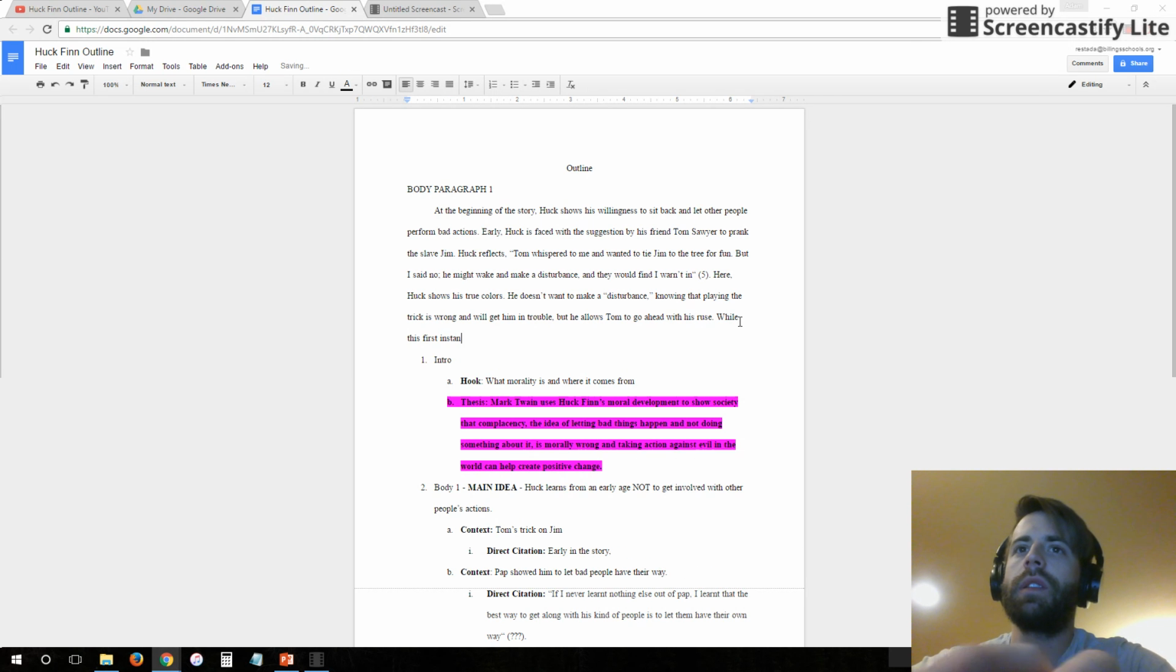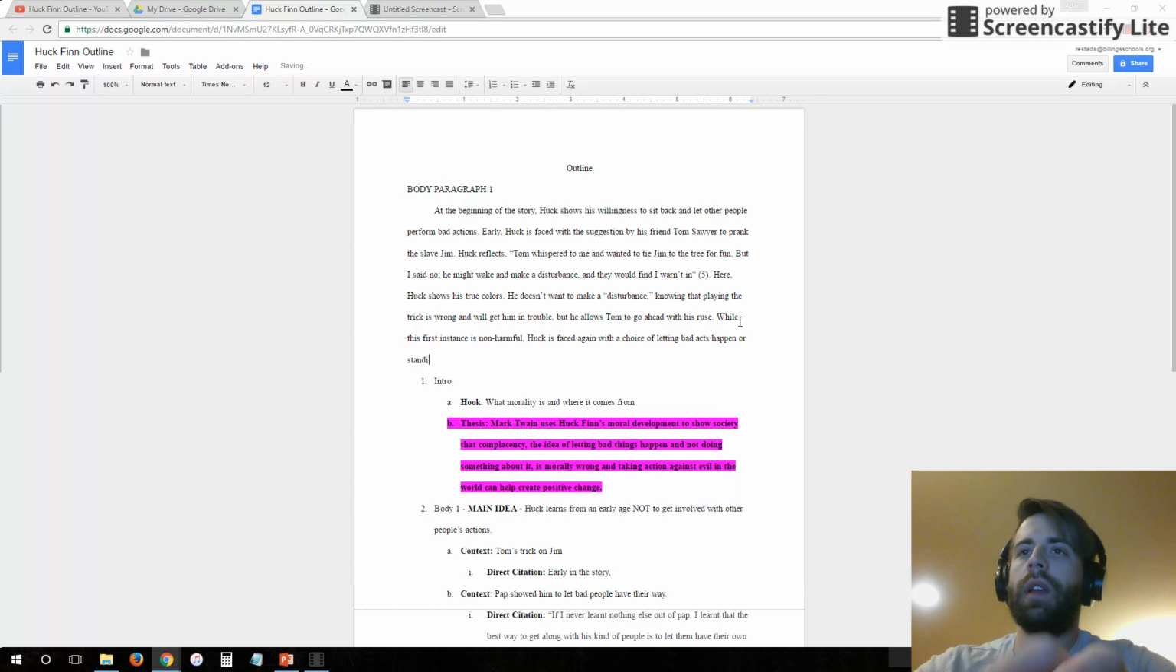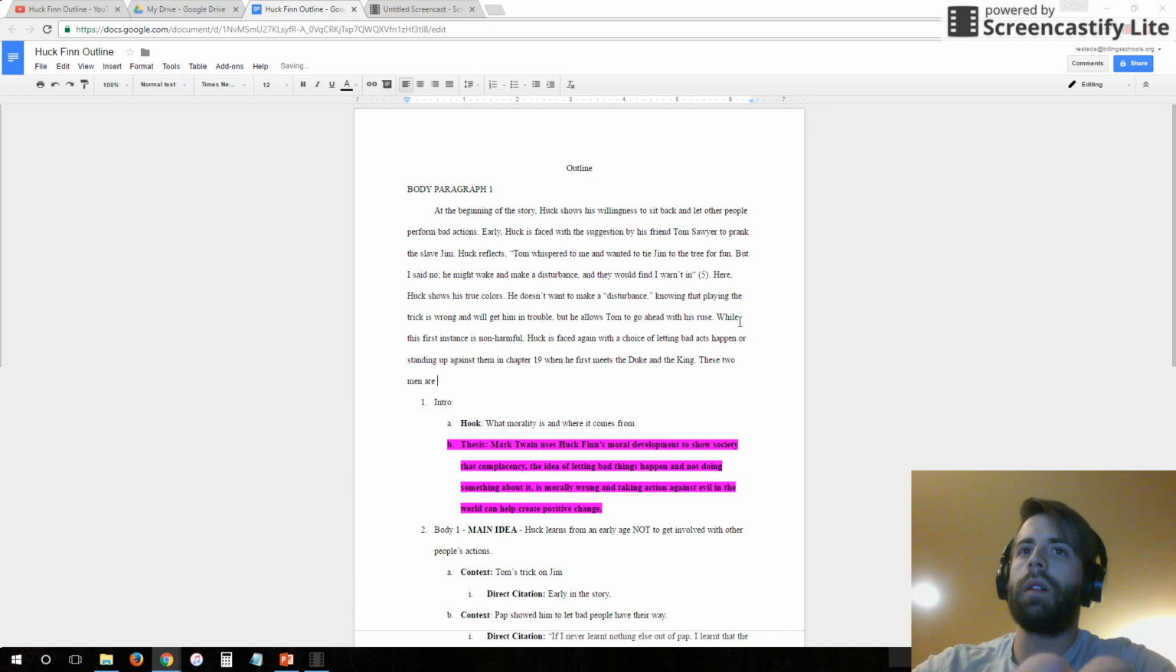So while this first instance is non-harmful, Huck is faced again with a choice of letting bad acts happen or standing up. In chapter 19, when he first meets the Duke and the King, these two men are conmen and swindlers, faking themselves as royalty. Maybe, yeah, let's just say faking themselves. It's not the best wording, but we're going to go with it.